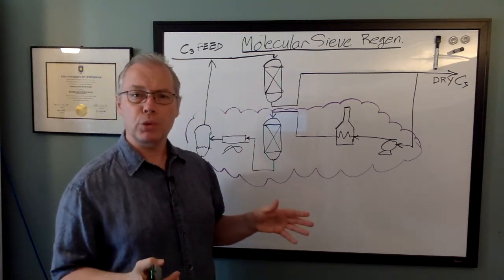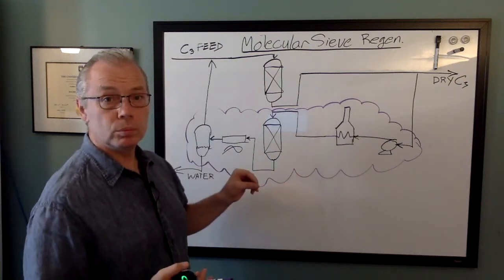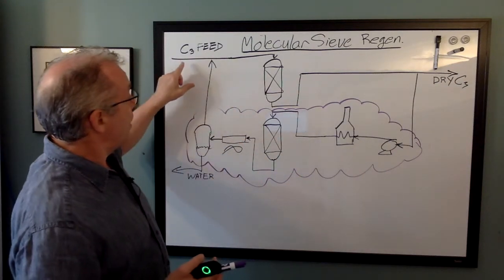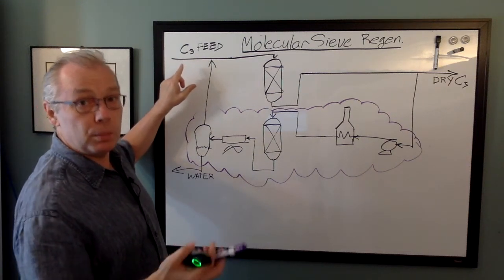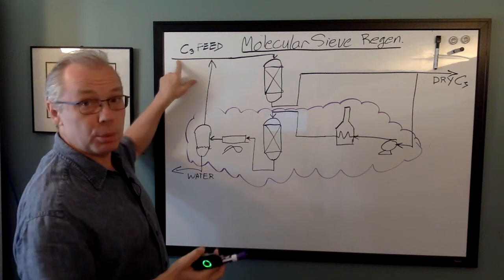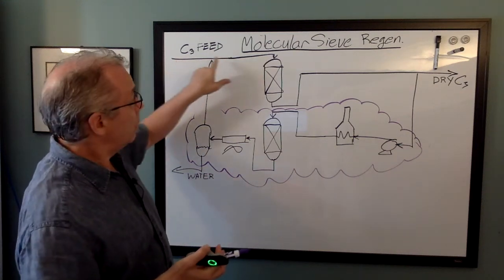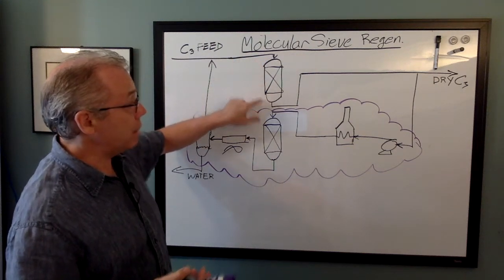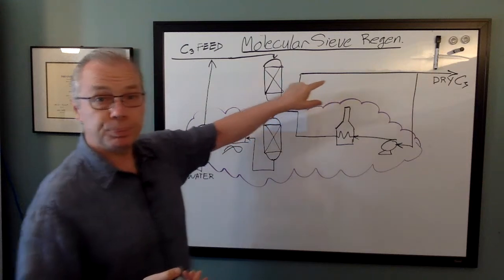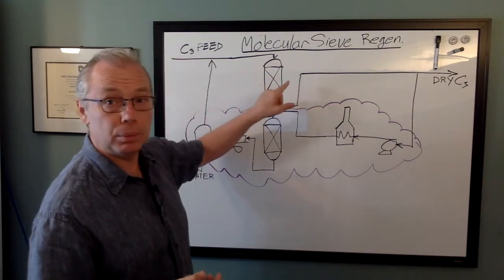I'll explain the process for the dehydration of a liquid hydrocarbon. The process begins with a constant flow rate of C3, propane, from some part of the upstream process. It might be a treating system. The liquid hydrocarbon goes through an online treating bed and comes out dry. The water accumulates in the treating bed.